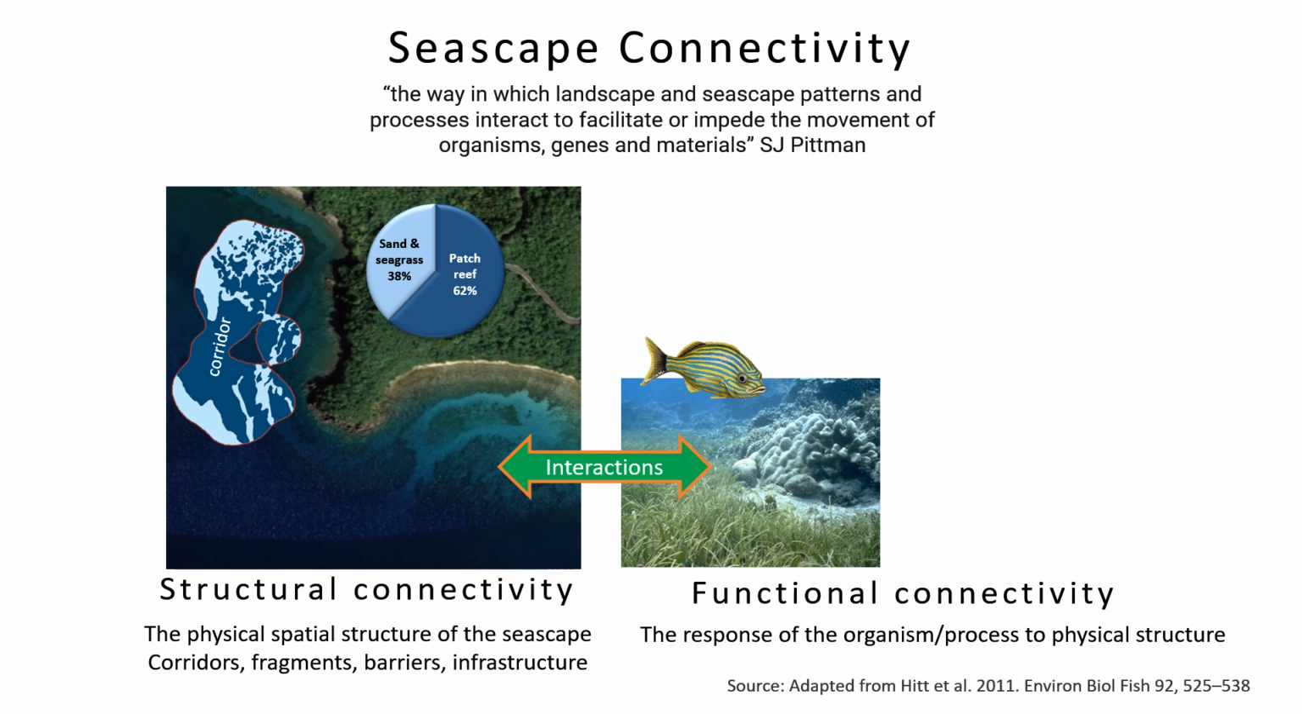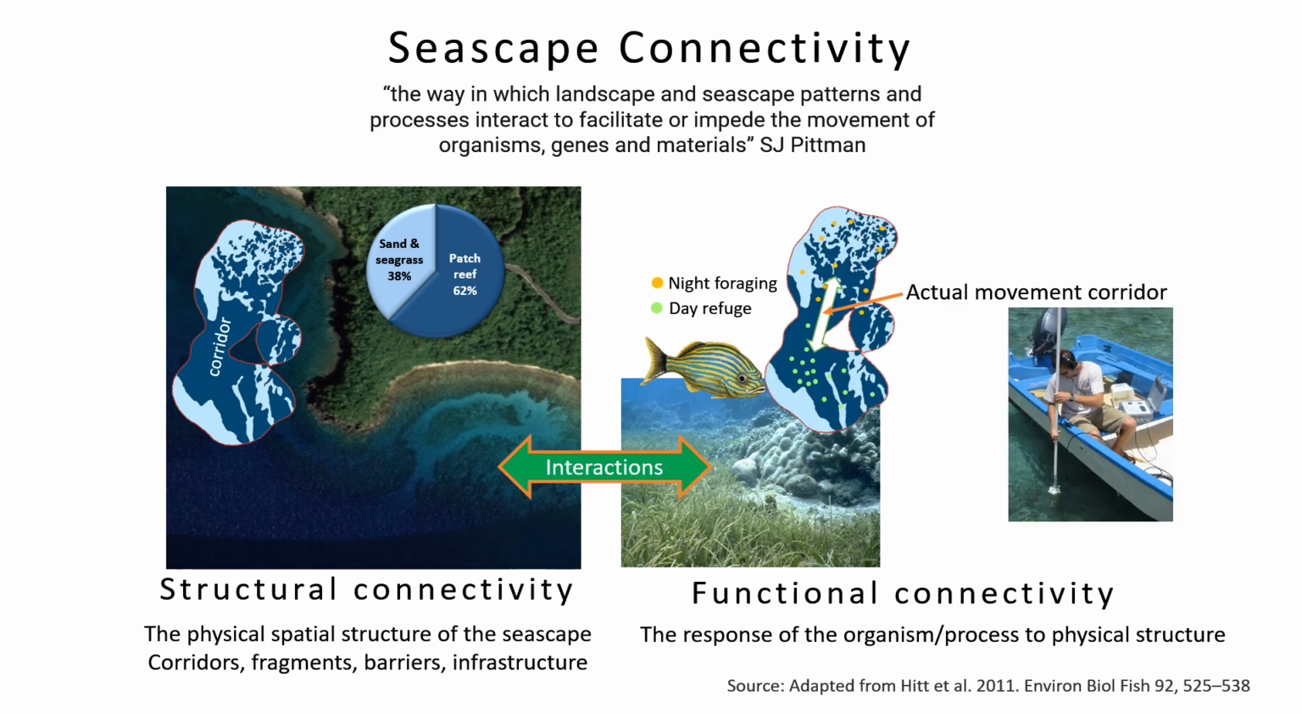But it wasn't until we manually tracked the movements of tagged grunts and snappers over several 24-hour periods that we could confirm the existence of an actual functional corridor linking the day and night segments of the fish's home ranges. In this case, it's the movement behaviour as a biological process that is interpreted as direct evidence of functional connectivity. And by combining movement data and seascape information, we can provide an opportunity for new ecological insights on seascape connectivity.